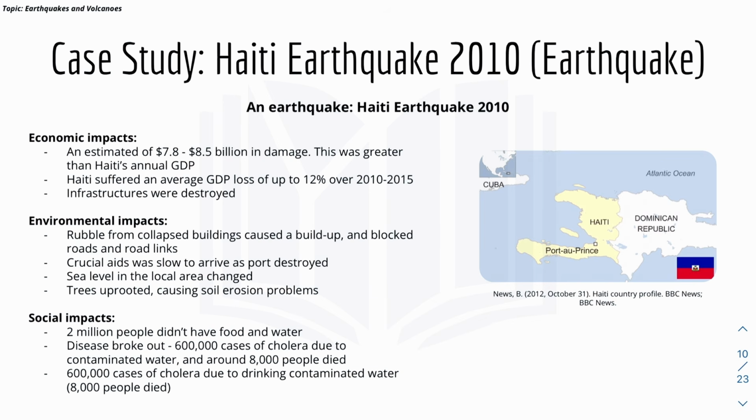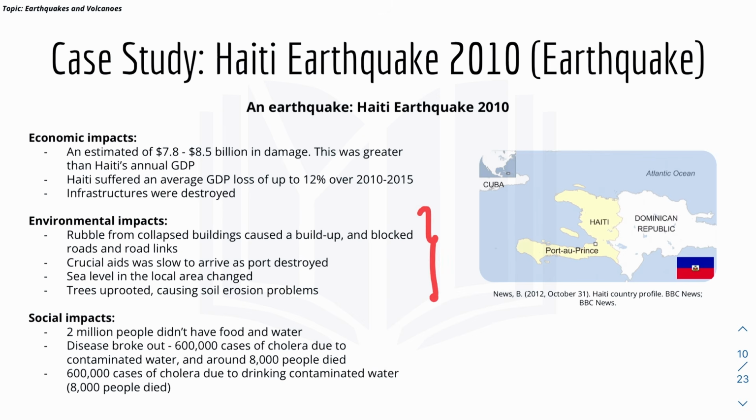So here are some impacts from the earthquake. We have economic impact, an estimated around $8 billion in damage, which is a lot, and this was greater than Haiti's annual GDP. And from 2010 to 2015, Haiti suffered an average GDP loss of up to 12%, which is very significant. And also infrastructure was destroyed, which means that people won't have, let's say, electricity or clean water supply.